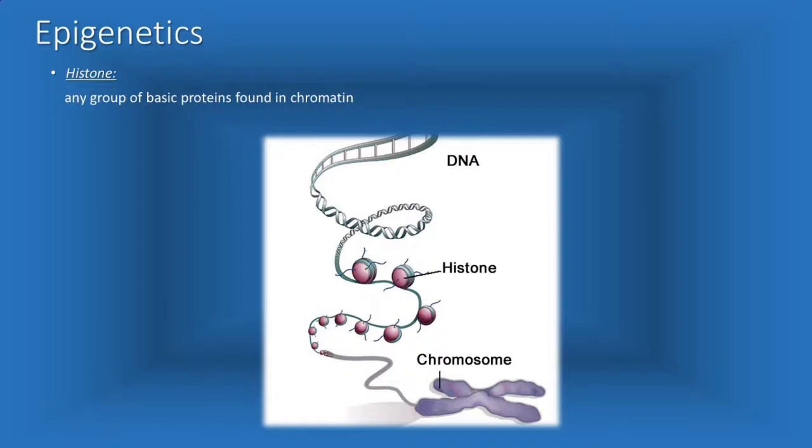They turn certain parts of the gene on or off. It doesn't erase existing information in the DNA, but it turns certain parts on or off so that when information is transcribed and translated and resulting proteins and phenotypes come about, it might be missing information or having all the information. It depends which switches were turned on or off by the histone. The formal definition is any group of basic proteins that is found in chromatin, which is this DNA strand.